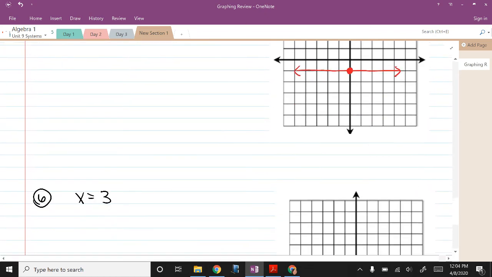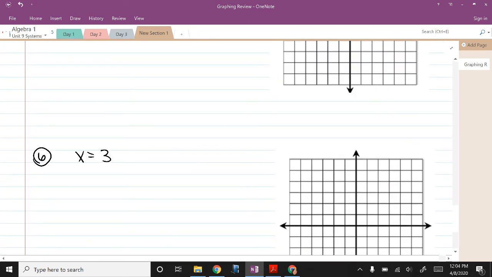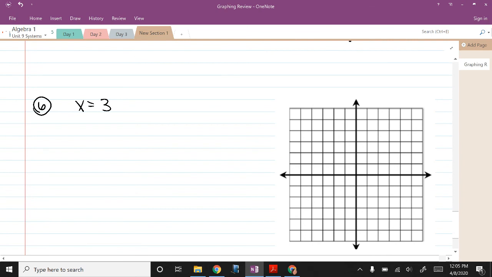And our last example, as you can guess, is x equals a number. And I told you guys to memorize that x equals a number is going to be a vertical line. Okay, so a vertical line crosses the x-axis at that number. So this vertical line is going to cross the x-axis at 3. So I go to the x-axis, which is right here, and I'm going to go to 3, and I'm going to put a point there, and then I'm going to draw a vertical line.